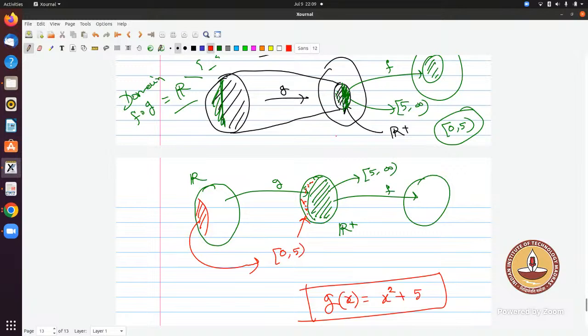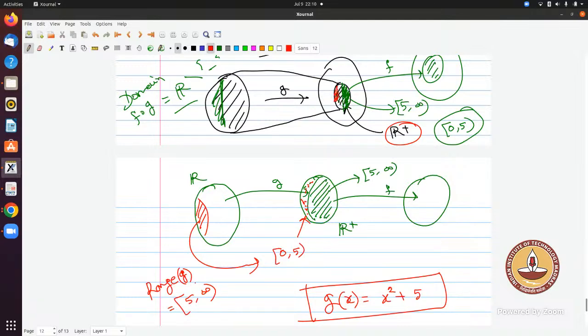Can you tell me where I have written wrong? This is where I have written wrong. What is the range? -5 to 0, sir. The range of G is actually 5 to infinity. It does not include 0 to 5. So we don't have to bother about this.